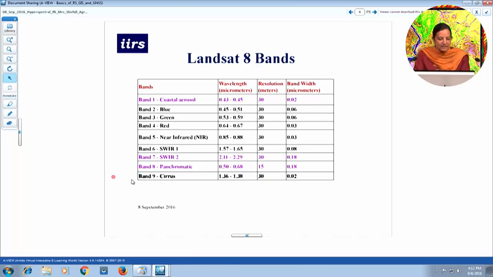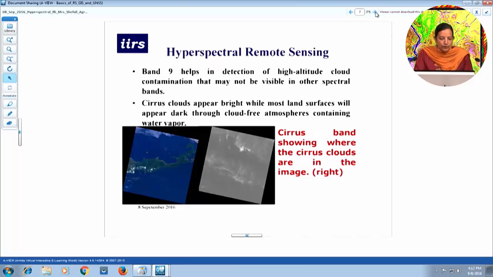Now what is the advantage? For example, in the case of Landsat 8, they introduced a band for cirrus cloud detection, which is band 9, which has a very narrow bandwidth. Now why did they introduce this? If you look at this image, I hope it is visible to you. This is the visible image and this is the band 9 image. This band was created primarily for detection of high altitude clouds.